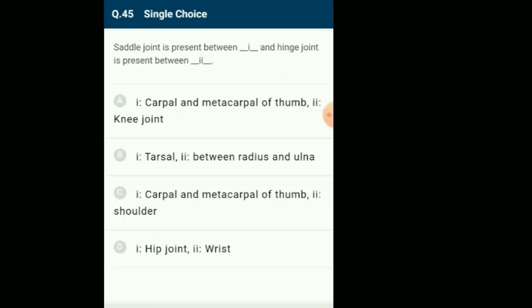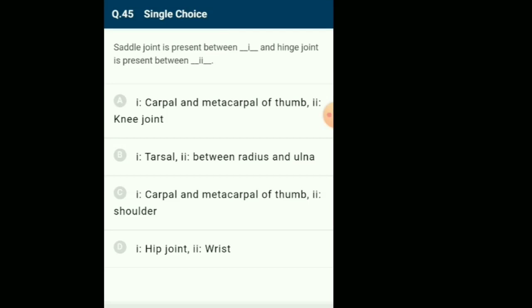Question number 45. Saddle joint is present between dash and hinge joint is present between dash. Saddle joint is a synovial joint where one of the bones forming the joint is shaped like a saddle with the other bone resting on it like a rider on a horse. Example, carpometacarpal joint of the thumb. Hinge joint is a joint between two bones such that it allows movement along one axis only. For example, ankle, elbow, knee and interphalangeal joints. Pivot joint is found between radius and ulna.